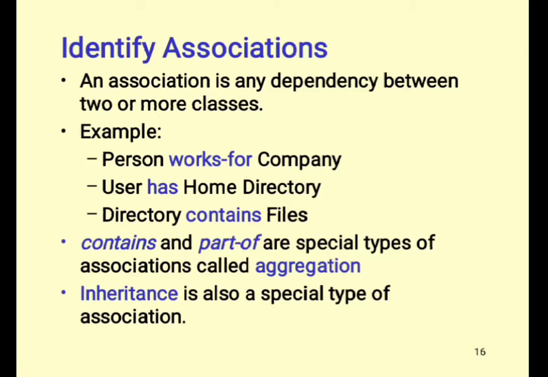Next is identifying an association. An association is a dependency between two or more classes. For example, person works for company, user has home directory, directory contains files. Contains and parts of are special types of association which is called an aggregation. Inheritance is also a special type of association.